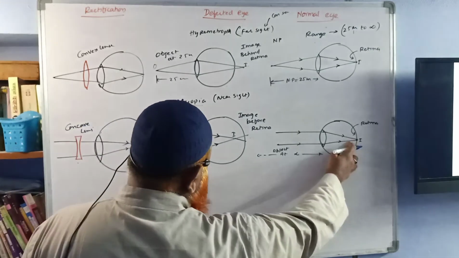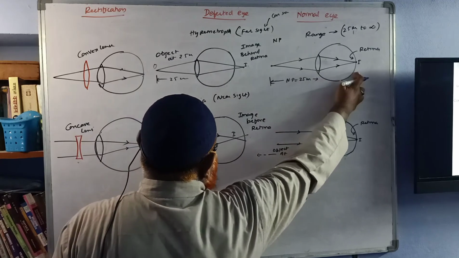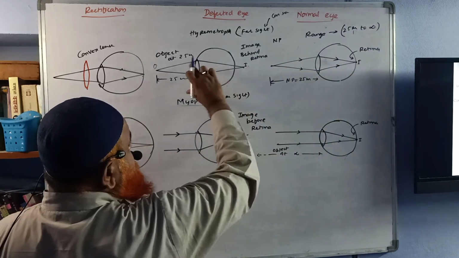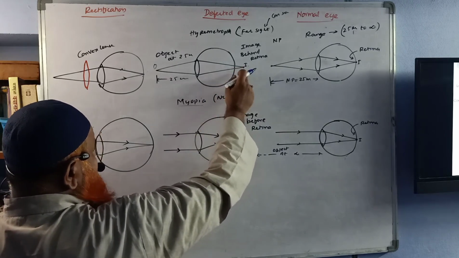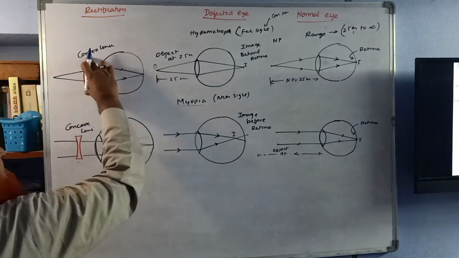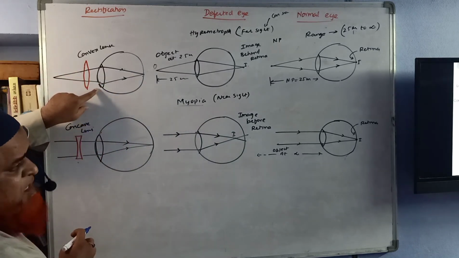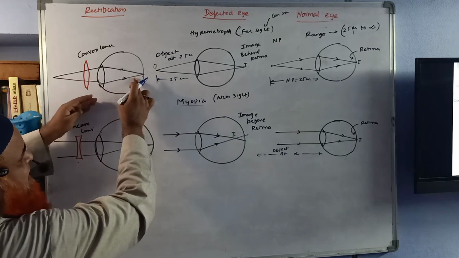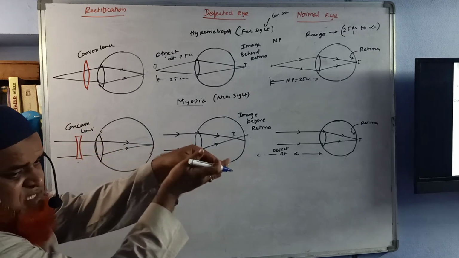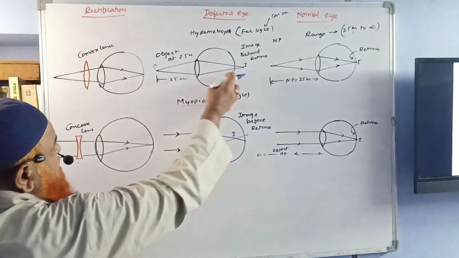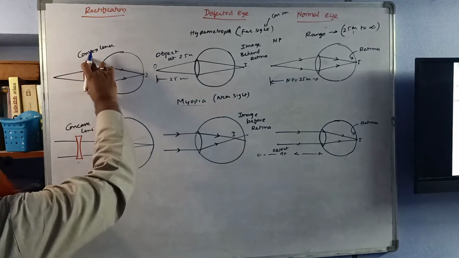So a normal eye means the image is exactly at the retina, and in a defective eye it is before the retina, or behind the retina in hypermetropia. To eliminate this defect, we have to use a convex lens to compensate this lens, which has a defect and is unable to converge properly. You have to take one more convex lens, because it will increase the converging nature. As it is converged behind, now it has to converge exactly at the retina. So we are taking one more convex lens.